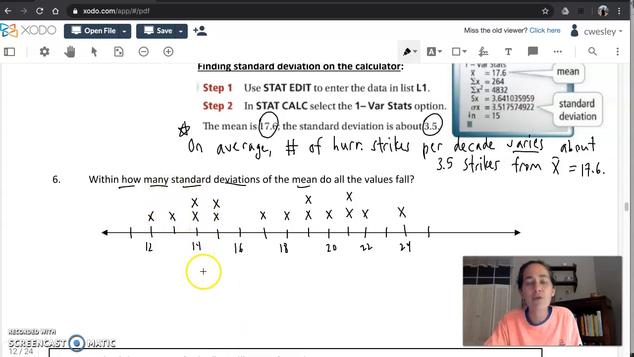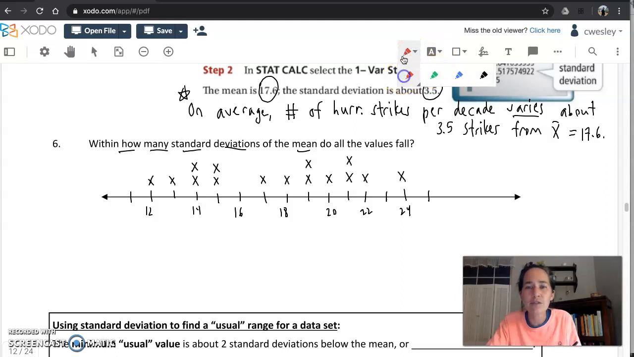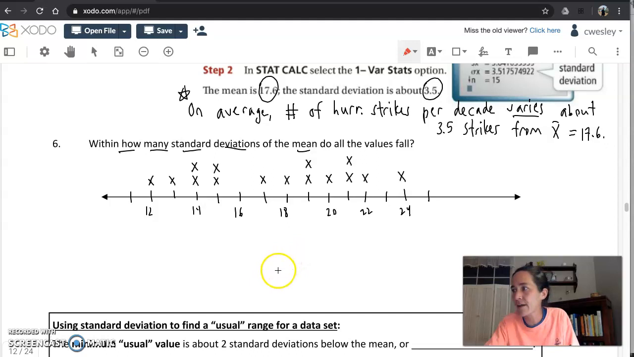We want to know within how many standard deviations of the mean do the data values fall. Can you use the space underneath of this and label the mean where it would go? It should be right in the center of the data. The mean we got was about 17.6. So I'm going to put that here with an arrow going down. The mean equals 17.6. And I want to visually make these barriers for cutoffs that are 1 standard deviation above the mean to 1 standard deviation below.